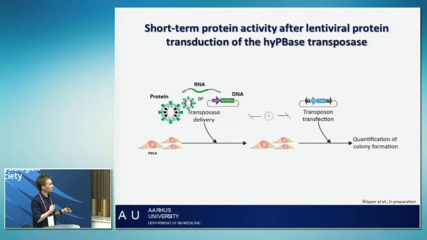So the way we did this was in HeLa cells. First of all, we did transposase delivery either by plasmid DNA transfection, by transfection of in vitro transcribed mRNA, or by lentiviral protein transduction. The cells were then incubated for a period of time before a transposon donor was delivered by plasmid DNA transfection. And as before, we used the PGK-puro donor, which enabled us to quantify colony formation and use that as a measure of enzyme activity.